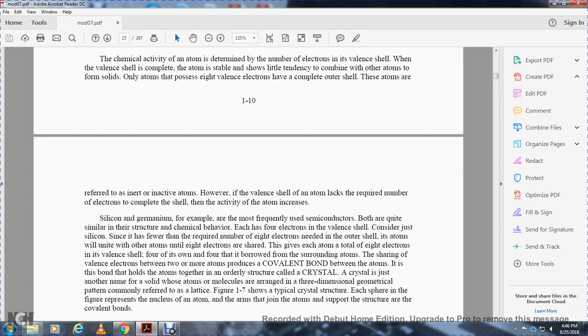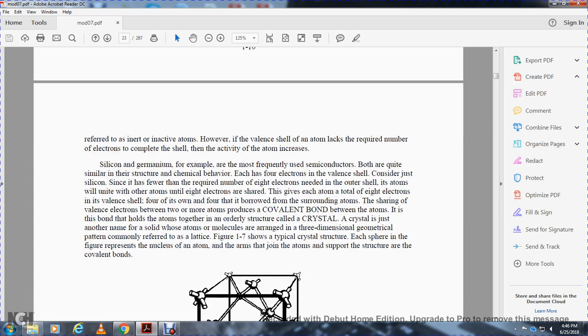However, the valence shell of the atom lacks the required number of electrons to complete the shell, so the atom will bond with other atoms to create a solid. In silicon and germanium, for example, the most frequently used semiconductors, both are quite similar in chemical structure. Each has four valence electrons.